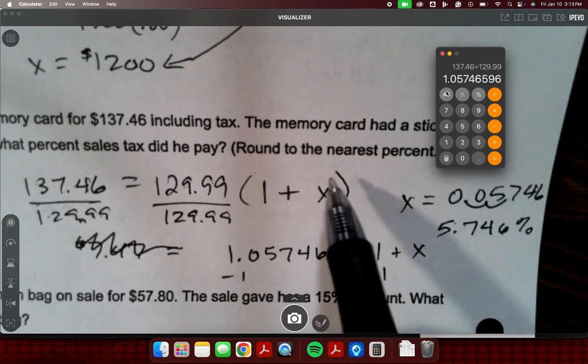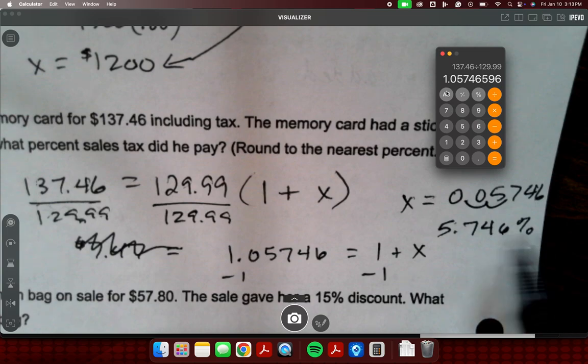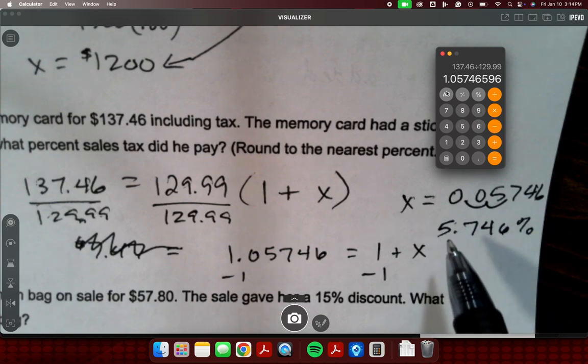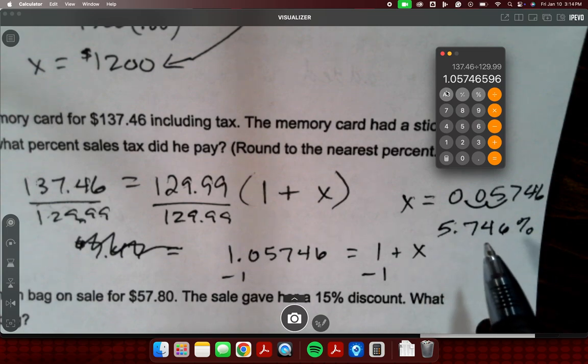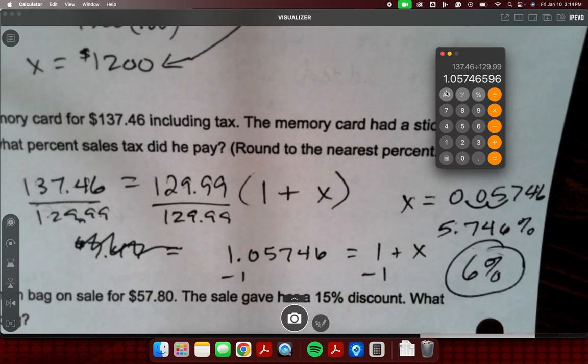Now we look at the rounding. It said round to the nearest percent. So now that we've got it in percent form, we can see, okay, we were rounded to the nearest whole percent. But that's a 7, so we would round it up to 6%. So the tax he paid on that memory card was about 6%.